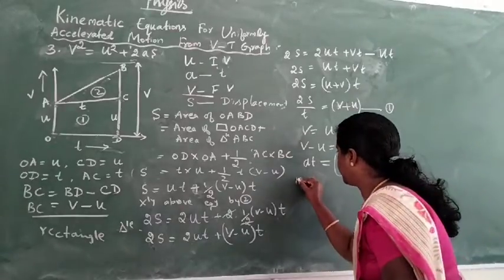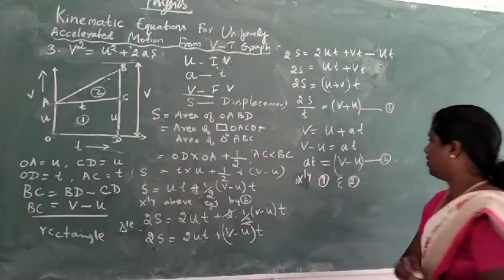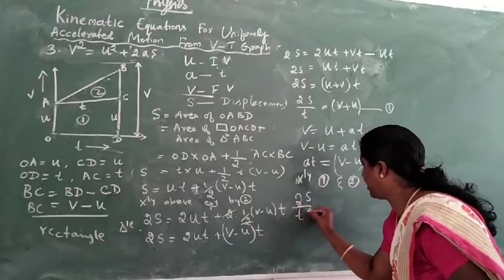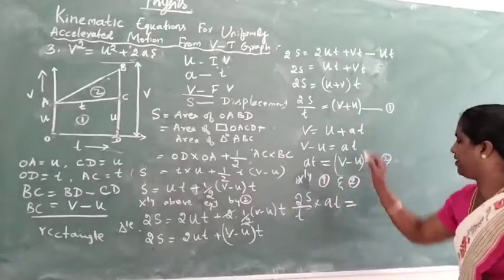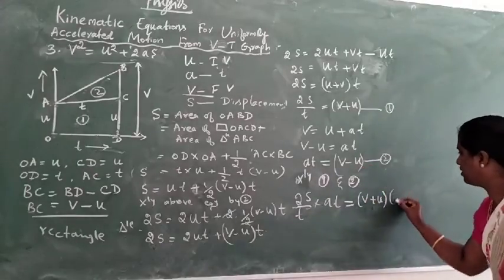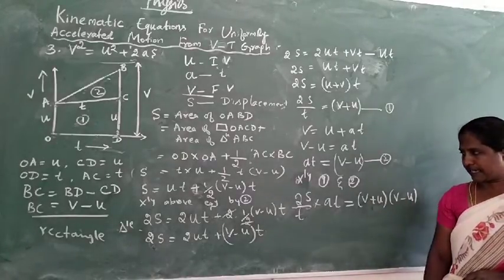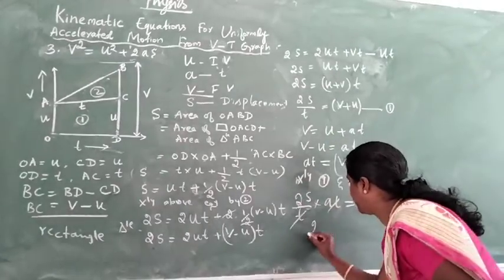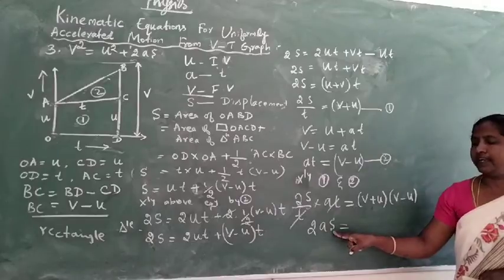Now let us multiply these two equations, equation 1 and 2. What is equation 1? LHS side, 2S divided by T, into here AT. Which is equal, RHS side, we have in equation 1 V plus U, second equation V minus U. Now, which terms get cancelled? Only one term gets cancelled, that is time. 2S into A, I can write 2 into A into S, where A is the uniform acceleration and S is the displacement.